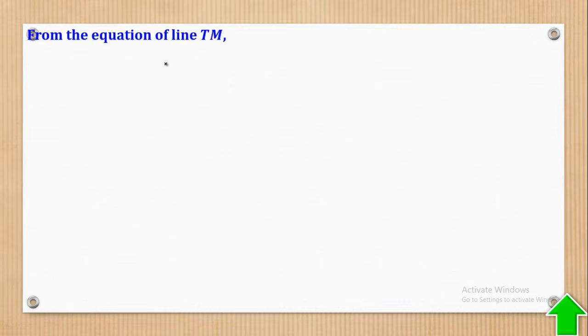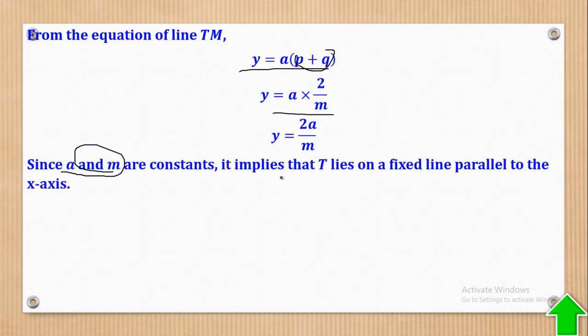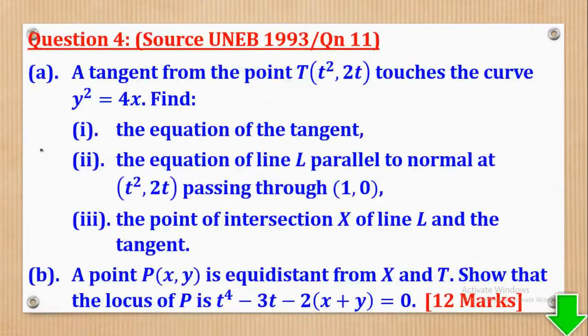Then from the equation of the line TM, we saw that that was the equation. So what I'm going to do, I'll substitute for p plus 2 to give you this. Therefore, y is equal to 2a over m. Now, since a and m are constants, it implies that T lies on the fixed line parallel to the x-axis. And that's what they wanted.